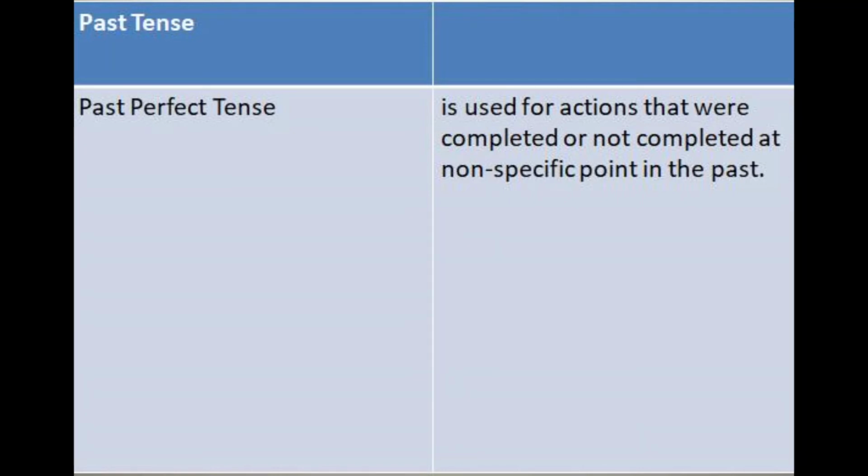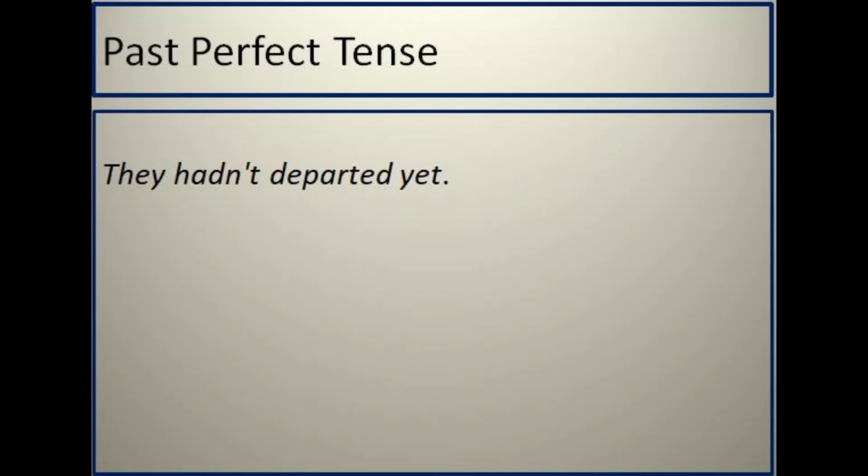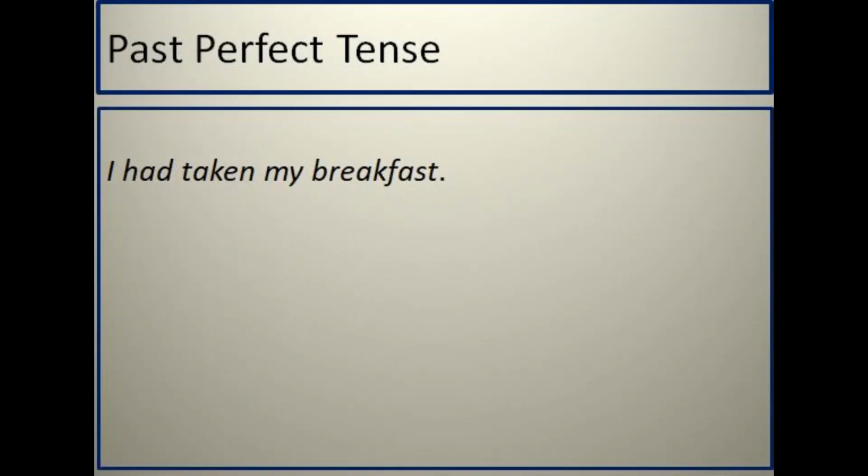When you want to talk about the preceding action, the thing that happened earlier, further in the past, we use the past perfect tense. We can use the simple past tense to explain the action that happened closer to the present. Example, I had taken my breakfast when I saw my friend came. You can see in this second part that I used the simple past tense: I saw my friend came.